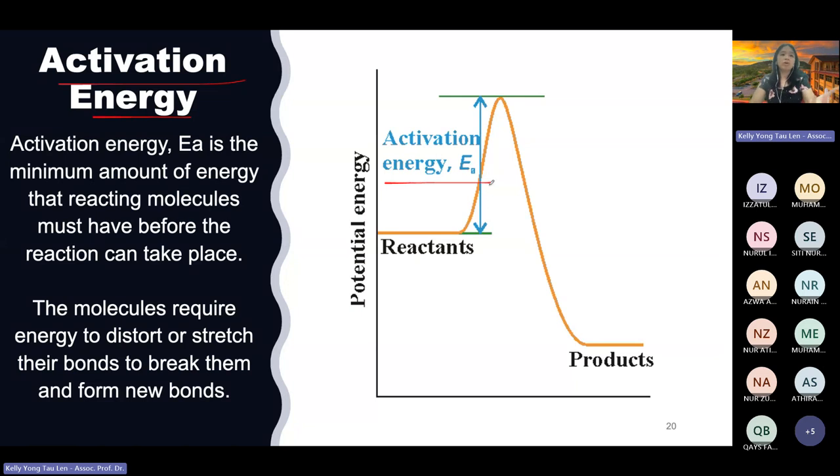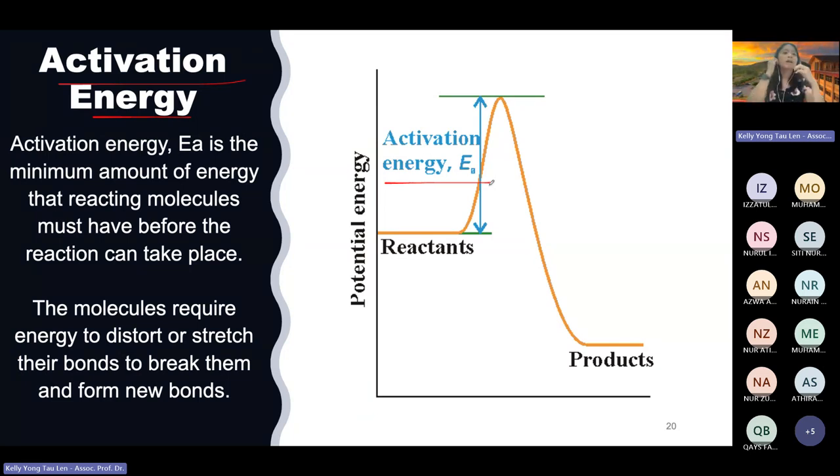Sebab tu kalau kamu tengok, katakanlah in your reactor, atau kamu letak, katakanlah FYP lah, kamu buat reaction dalam beaker. In the beaker, you put A, you put B, you realize nothing happen. The reaction does not occur. What does it mean? It means both reactant tu tak ada cukup tenaga. Dia mesti ada minimum tenaga yang diperlukan untuk kedua reactant ini baru tindak balas boleh berlaku.